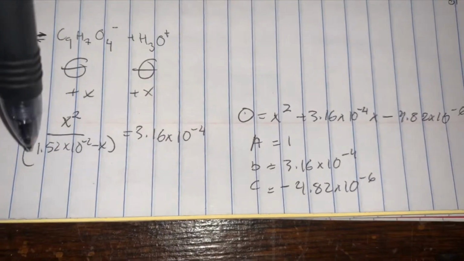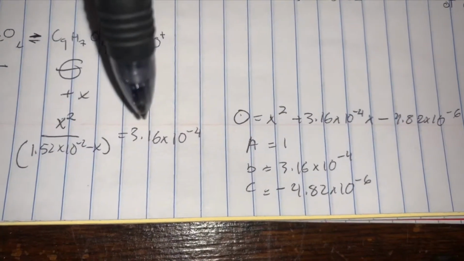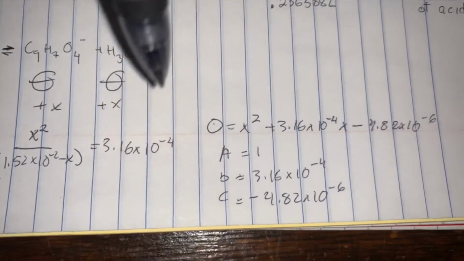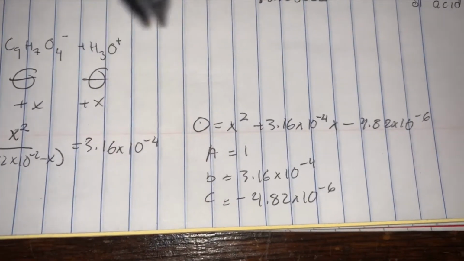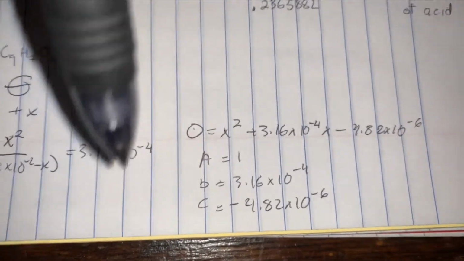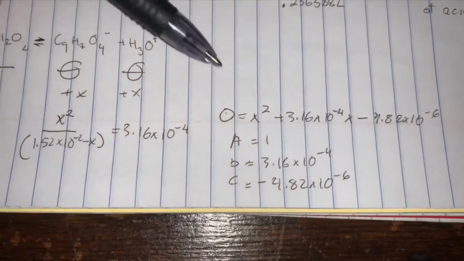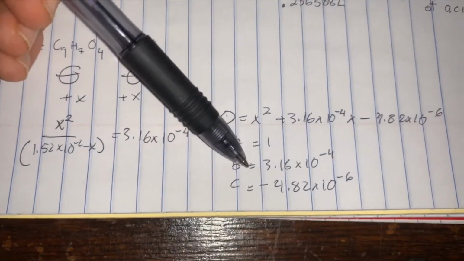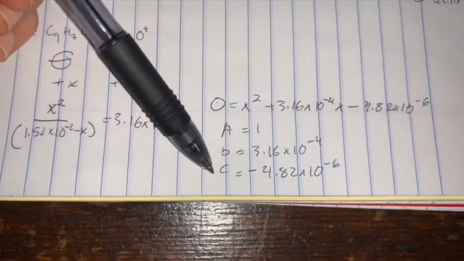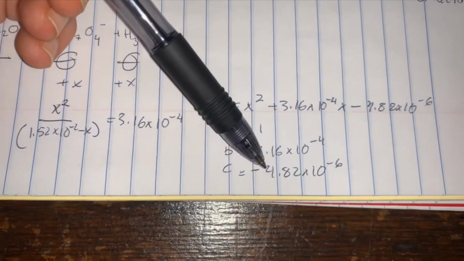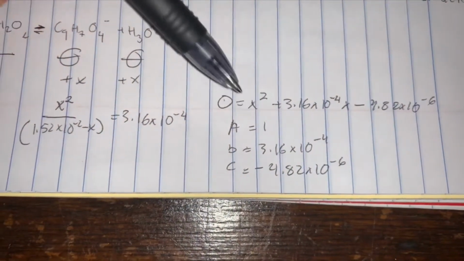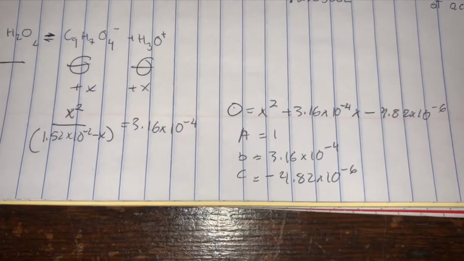In this case, we need to do some distribution and multiplying to the other side in order to appropriately get our A, B, and C values. Our A value is 1, our B value is 3.16 times 10 to the negative 4, and C is negative 4.82 times 10 to the negative 6. These values are very important for the quadratic formula, which is the next step.